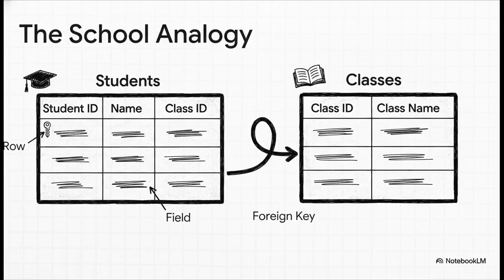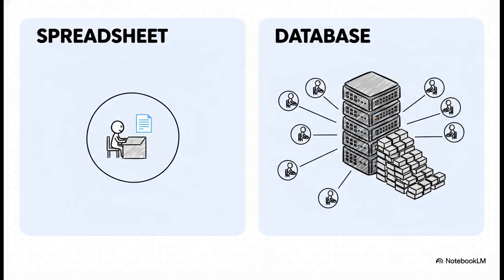Okay, the school analogy is your best friend for the exam. Let's break it down. Think of having two separate tables, one for the student roster and one for the class schedule. A row is just one student's complete record. A field is a column, like name or age. Now, the primary key, this is important, is the unique student ID number. No two students can have the same one. And the foreign key, that's the magic. It's the class ID number that sits in the student's table and creates a link over to the class schedule table.